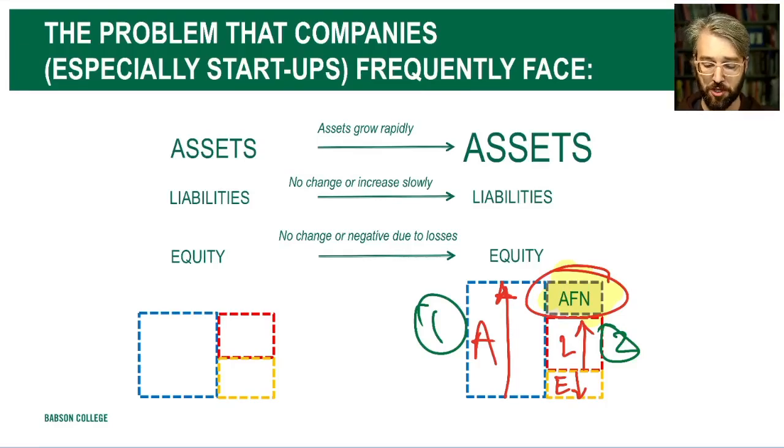The third thing the firm can do is it can try to increase the amount of equity that it has on its books. And how can it do that? Well, in order to increase equity, the firm can either become more profitable.